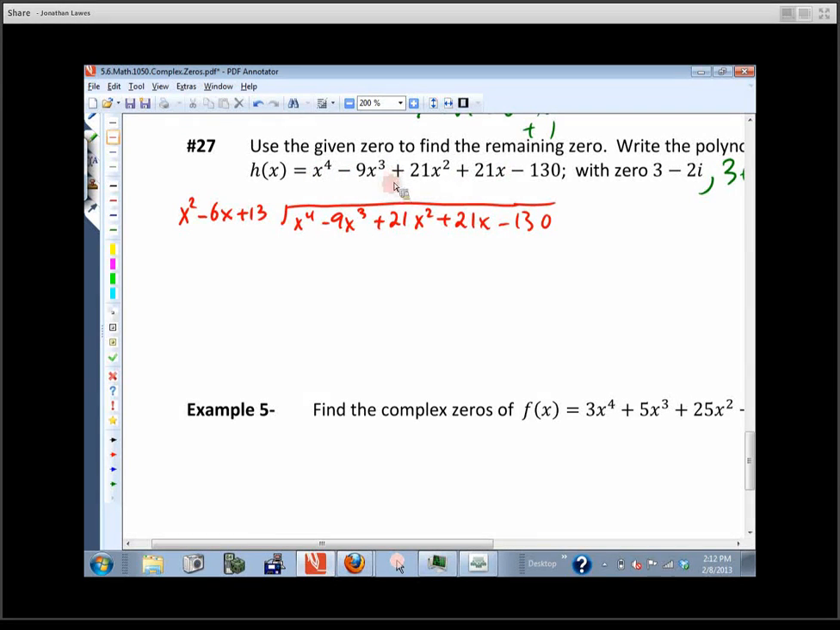You could do P and Q, but do you want to use that? Maybe that would work, but let's take a look. What would I multiply by? X squared. So this is going to give me an x to the 4th. This is going to give me, let's make sure these line up, minus 6x to the 3rd. And then this is going to be plus 13x squared.